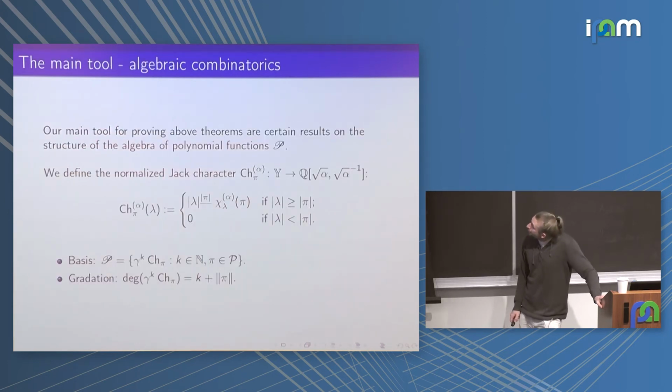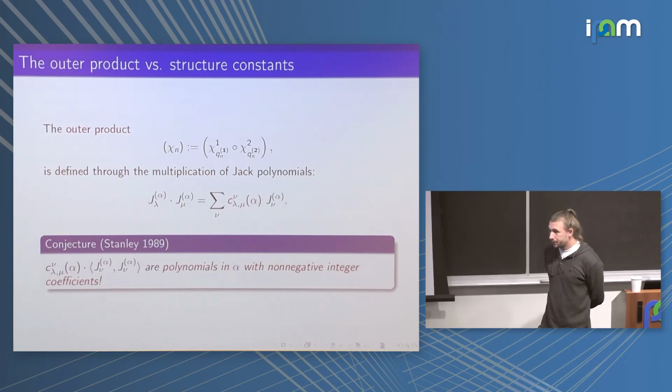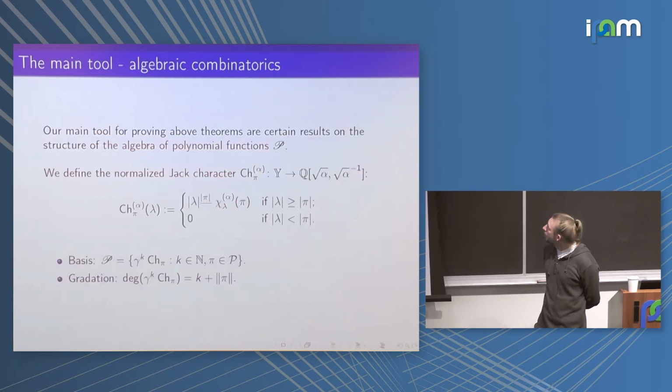So it's unknown that it is a polynomial? Yeah, it is known that it's a polynomial. It is known. Yes. So non-negativity is a conjecture. Non-negativity is a conjecture. Okay, any questions so far?